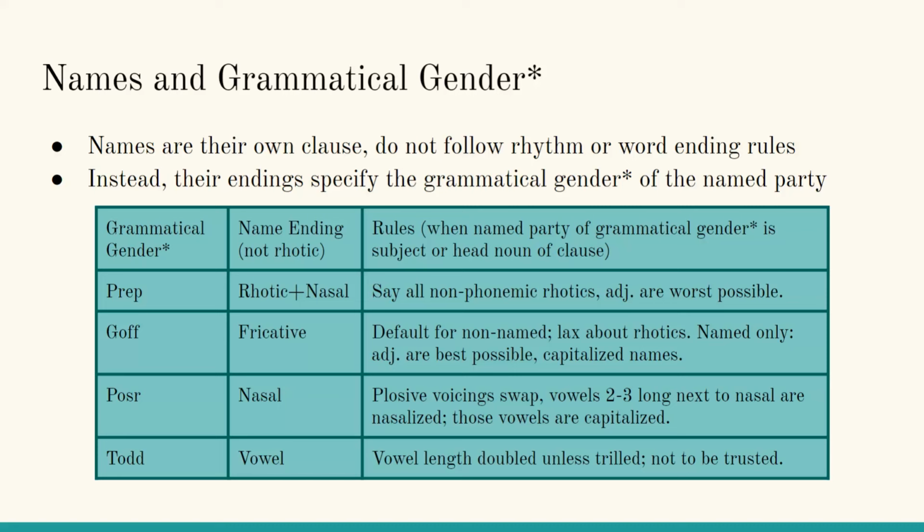Goth names are capitalized. Posers are like those who disagree with the Book of Idioms uijoδα𐐛 wrote and betrayed them to the authorities, leading to their execution. Their names end in a nasal. The rules are that plosive voicings swap, and vowels of lengths 2 and 3, which are next to a nasal, are nasalized. Nasalized vowels are capitalized. They never pronounce non-phonemic erotics.